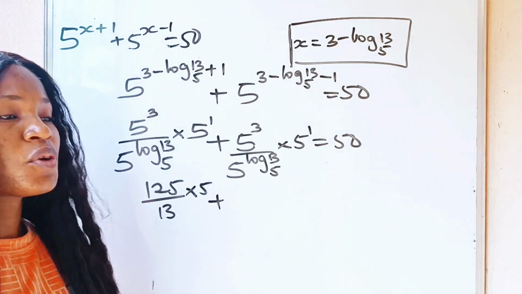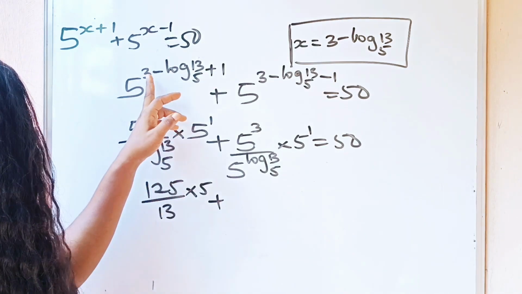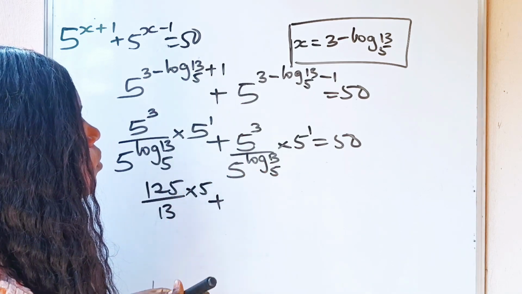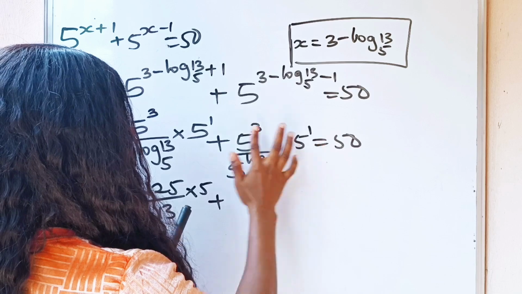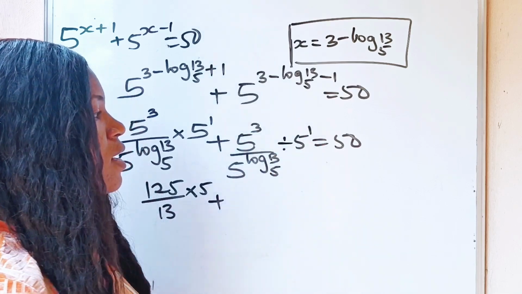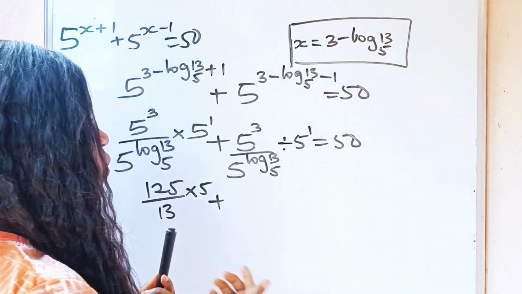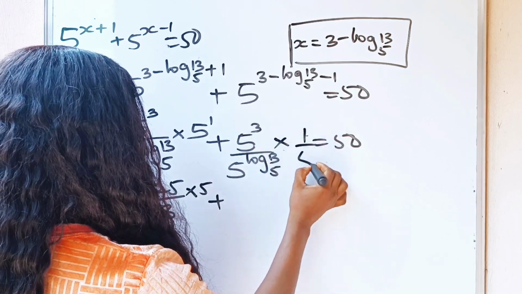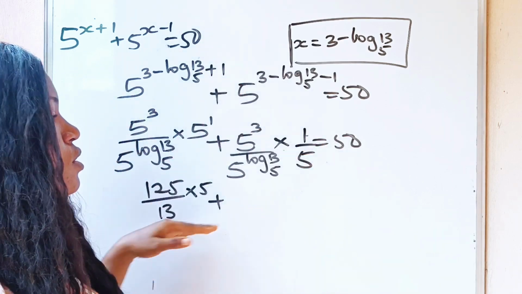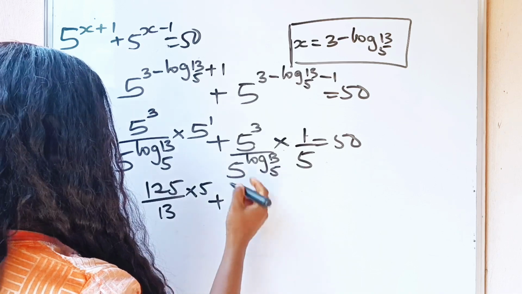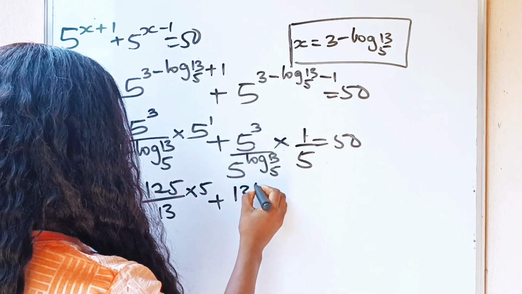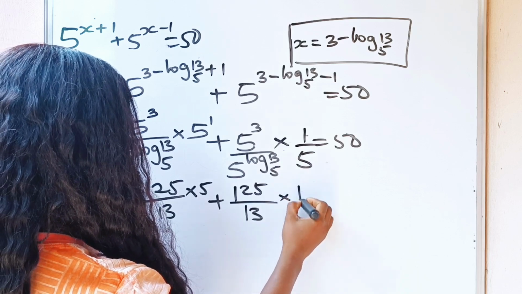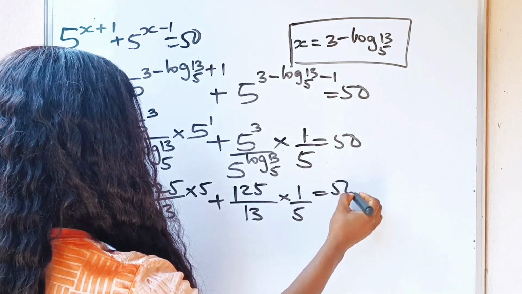Okay, no problem. Let's continue that. We're supposed to have simplified this and made this simpler, but no problem. You have come a long way. And this is minus, so this is supposed to be division, divided by 5 to the power of 1, which is the same thing as multiplying by 1 over 5. Okay, I don't want to go back. Let's just continue like this. All right, plus, now 5 to the power of 3 is 125 divided by the same 13 times 1 over 5 is equal to 50.